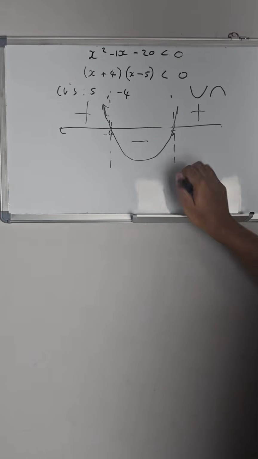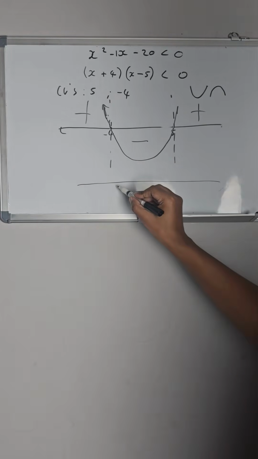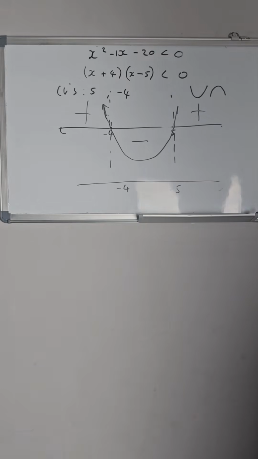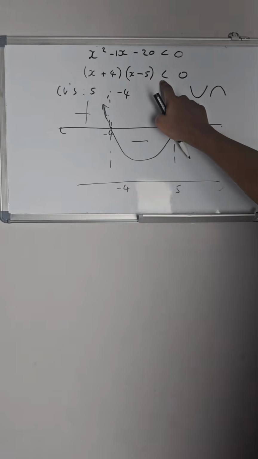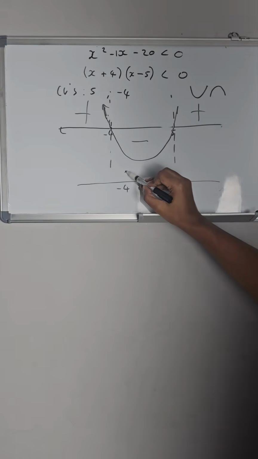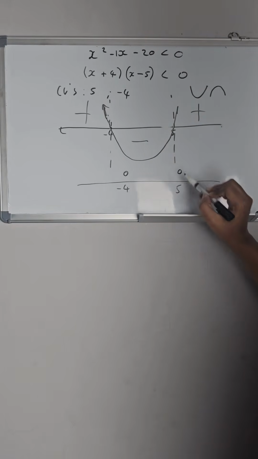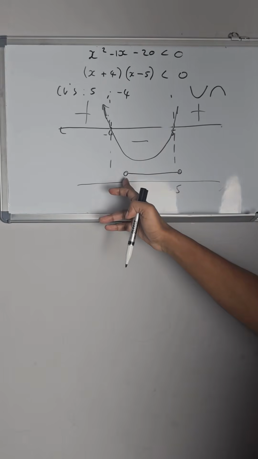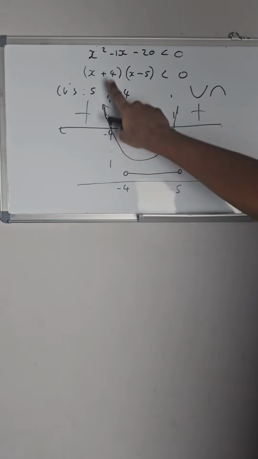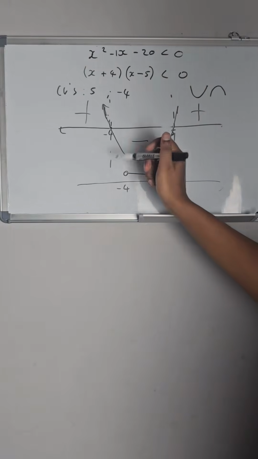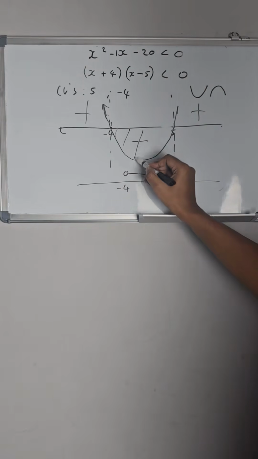So to represent this nicely on a number line, we'll do the exact same thing again, negative 4 and 5. And remember, this is not inclusive since it's not less than or equal to, it's just less than. Then we're going to have open dots there. The reason it's from negative 4 to 5 is because the solution wants us to show where this is negative, and it is negative in this entire portion.